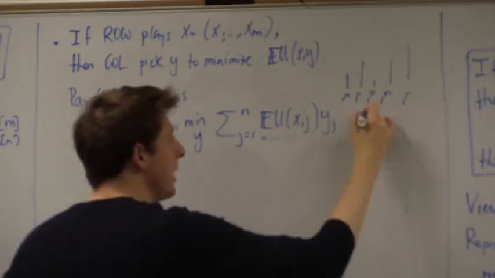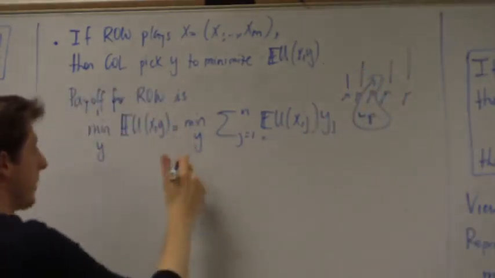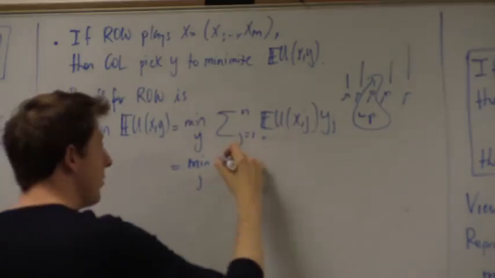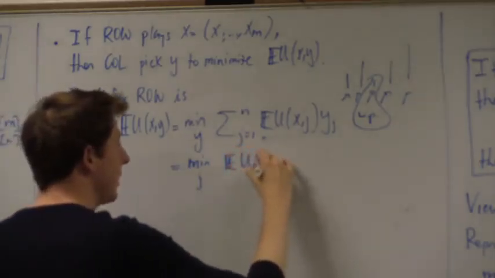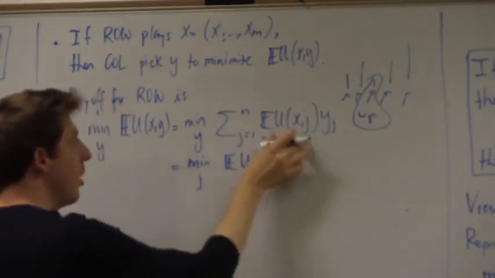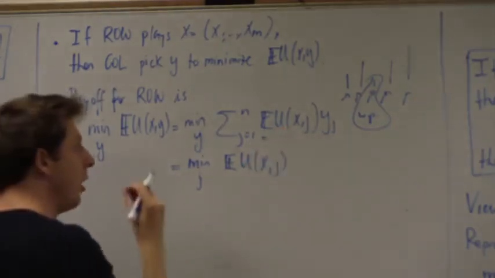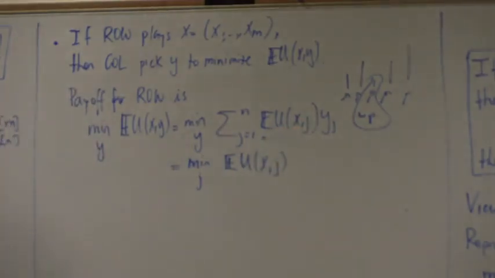What I should do is put probability 1 on the smallest one. So this thing is the same as the minimum over j of expected utility of xj. One of these numbers will be smallest, okay? It is better for me to put all the probability mass on that one, okay?